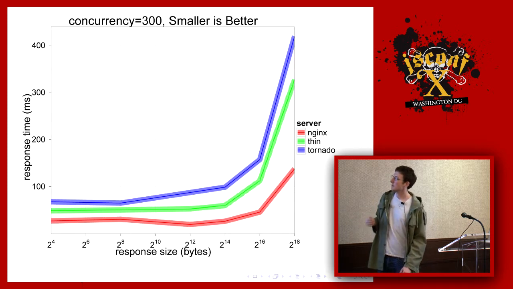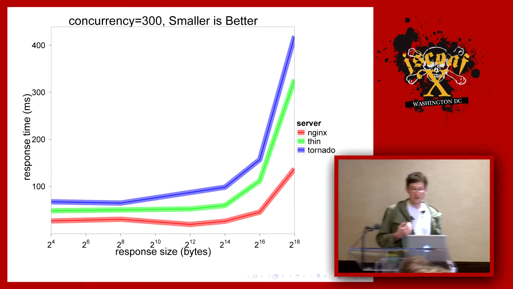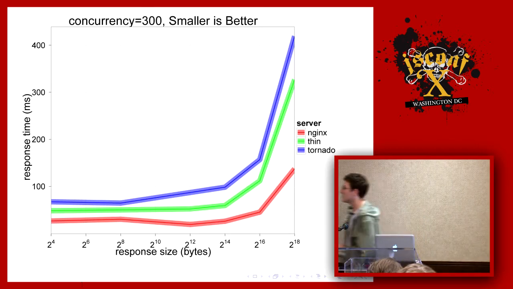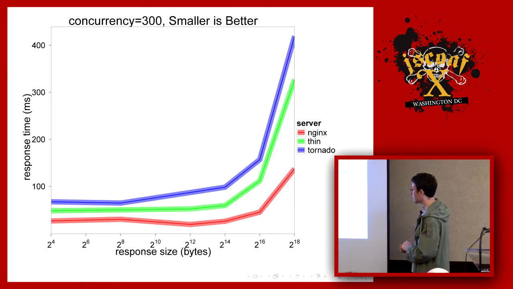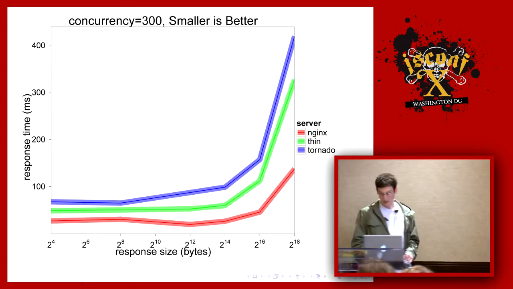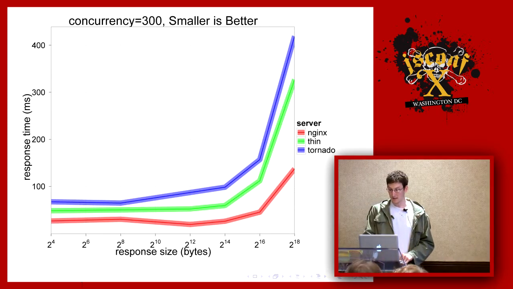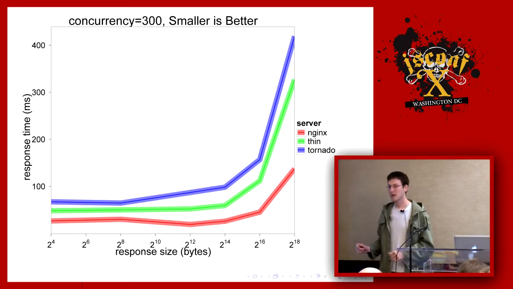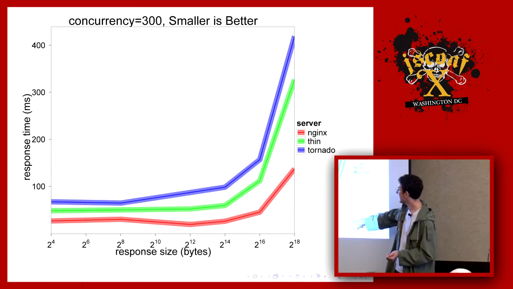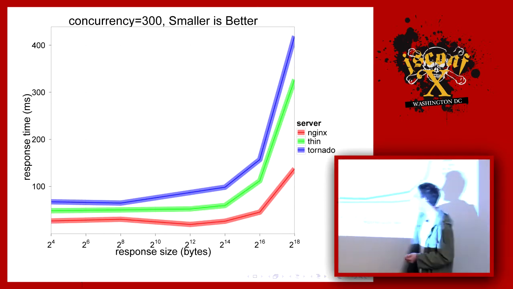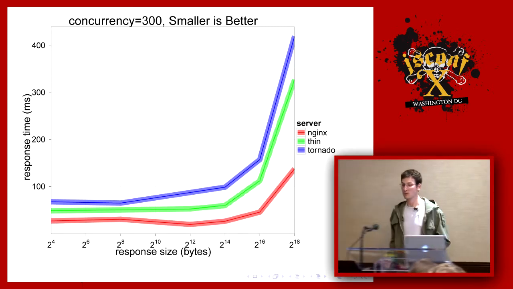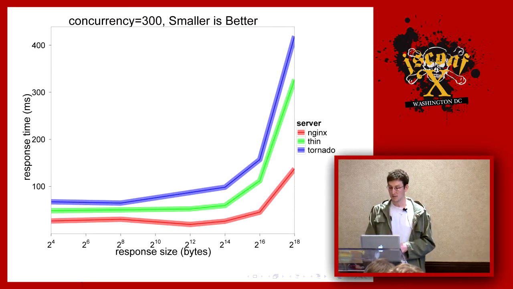again, response time is on the vertical axis, and Nginx looks really good. And it's approximately the same as what we saw before. You know, Thin is in the middle, Tornado's a little bit slower, and Nginx is at the bottom. So let's add Node into this picture. Remember, here, this is 2 to the 18, so that's like 256 kilobytes or something like that. And this is, you know, your basic Hello World program. So, you know, they slow down as they send larger responses.